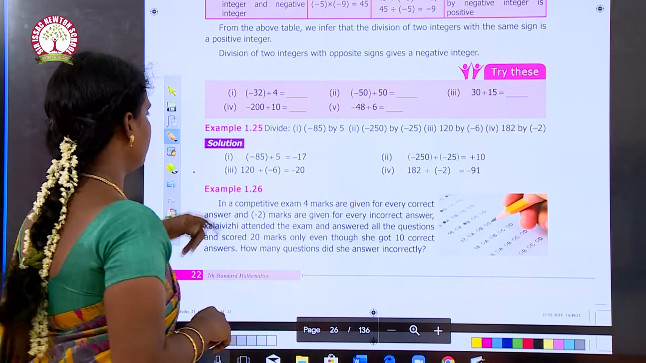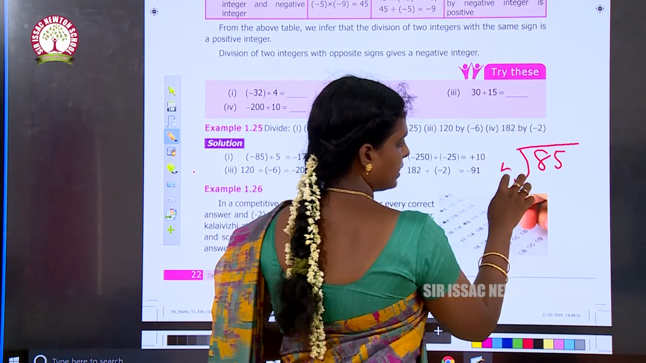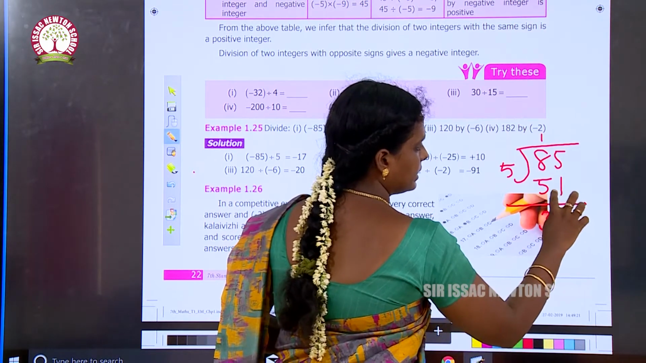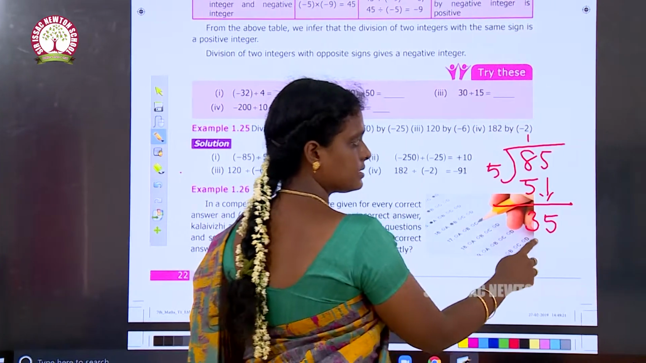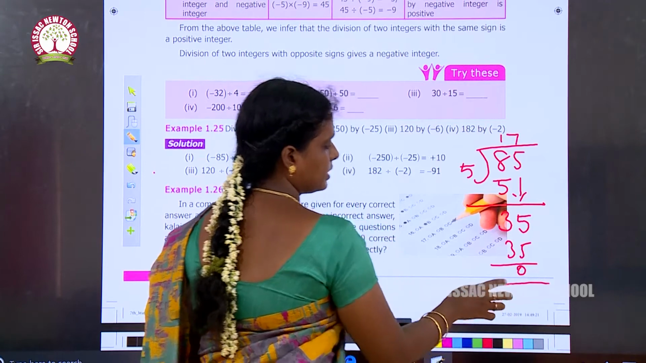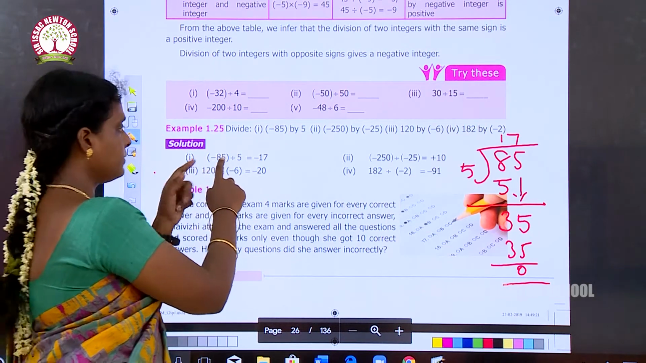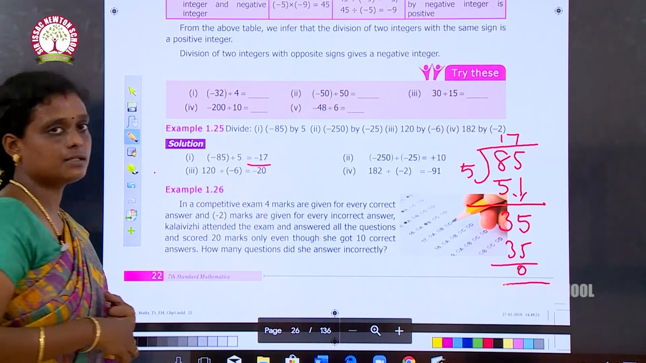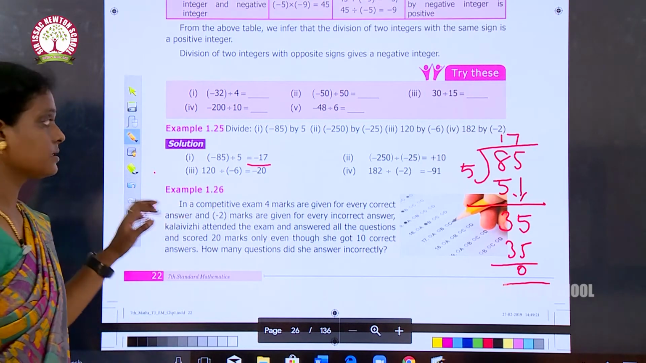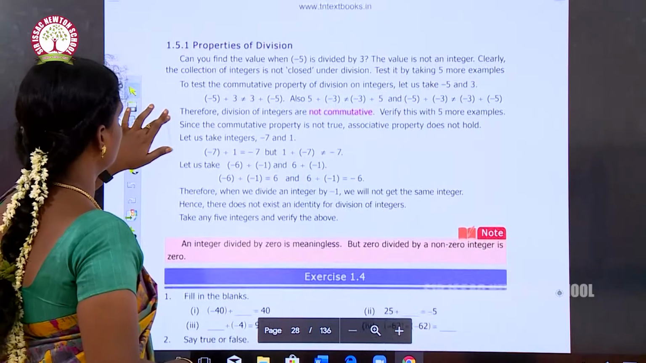If you divide 85 by 5, what will you get? So 5 ones are 5, remainder 3, and then 5 sevens are 35. Okay, so this will be 0. So the answer is 17 and it's minus 85, so the answer is minus 17. Okay, like that we have to solve all the questions, right? Next we are moving to the properties of division.